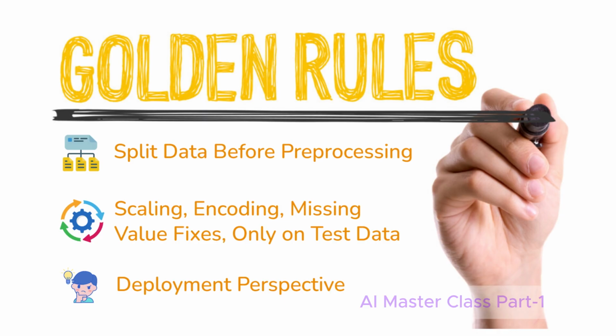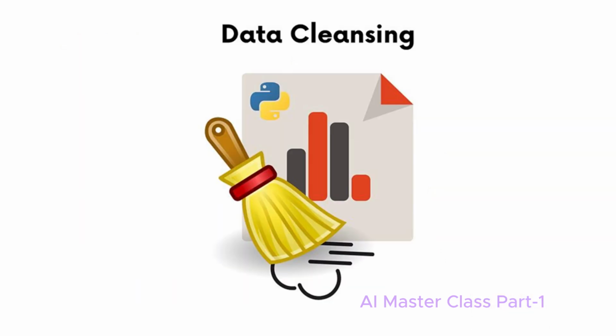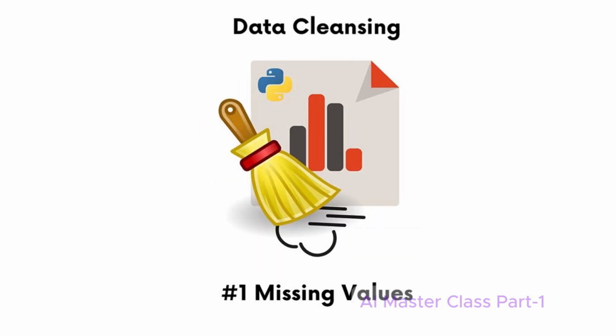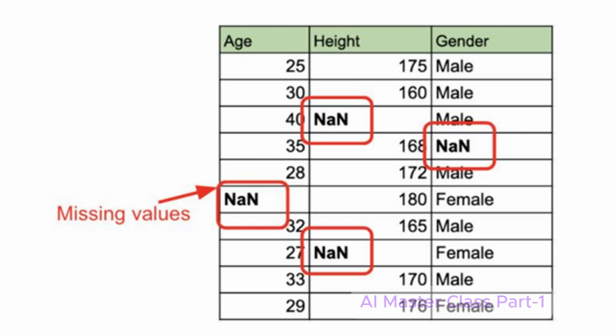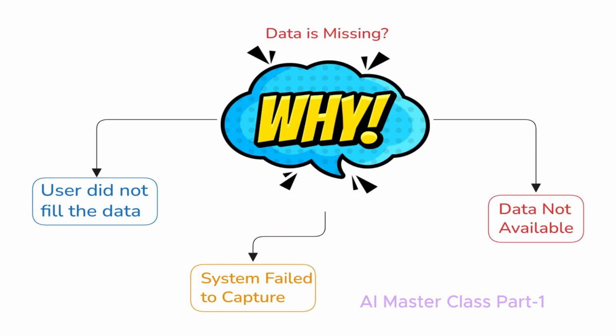Now, once the data is properly split and protected, the next step is to clean that data. So now let us understand the most basic cleaning step, how we handle the missing data. In an ideal scenario, every row in your dataset should have values for all the features. But in reality, that almost never happens. You will always have some values that are missing. Maybe a user did not fill the field, or maybe a system failed to capture it, or maybe the data was not available at that time.